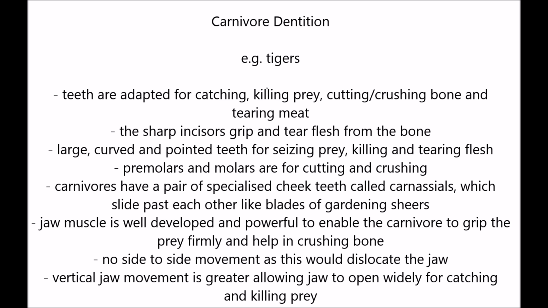Premolars and molars are for cutting and crushing. Carnivores have a pair of specialised cheek teeth called carnassials, which slide past each other like blades of gardening shears. The jaw muscle is well developed and powerful to enable the carnivore to grip the prey firmly and help in crushing bone. There is no side-to-side movement, as this would dislocate the jaw. Vertical jaw movement is greater, allowing the jaw to open widely for catching and killing prey.